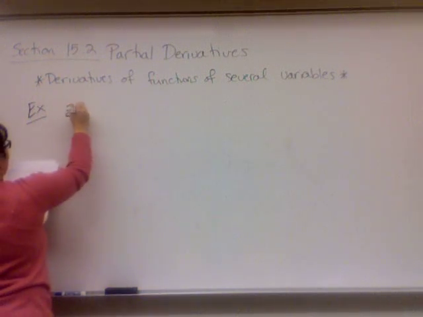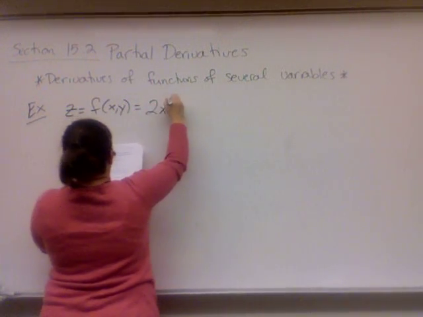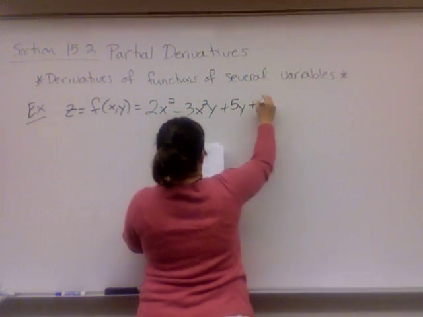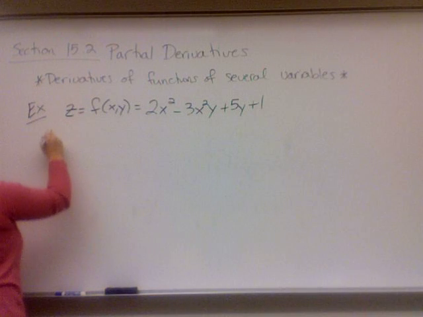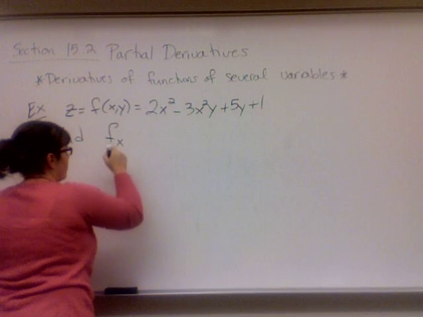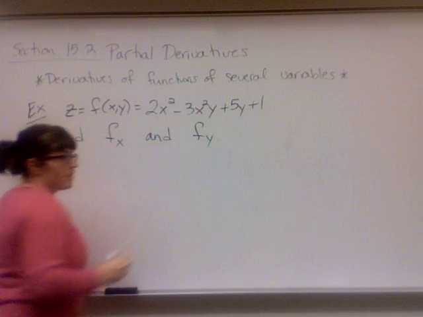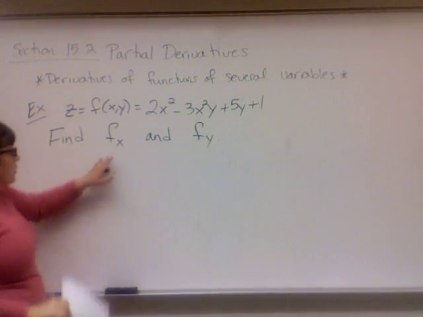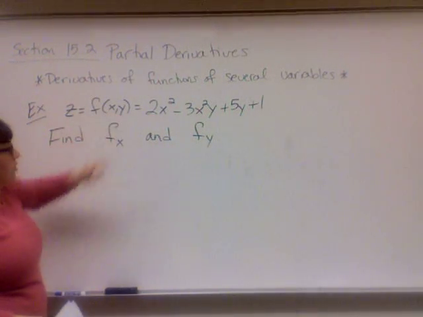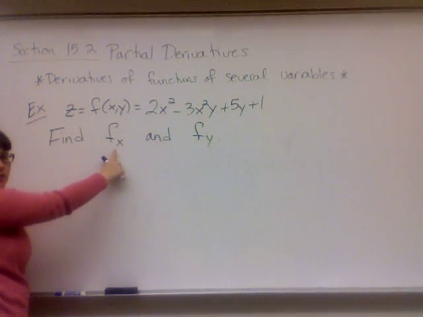We have a function, z equals f of x y, and it's defined by 2x squared minus 3x squared y plus 5y plus 1. And we'd like to find both the partial derivatives, meaning f sub x, the one where x is considered the variable, and f sub y, the one where y is considered the variable. Again, notice I've used that shortened notation where I didn't include the of x y notation, the function notation. Well, let's first find f sub x. That's how we read this first one, f sub x.